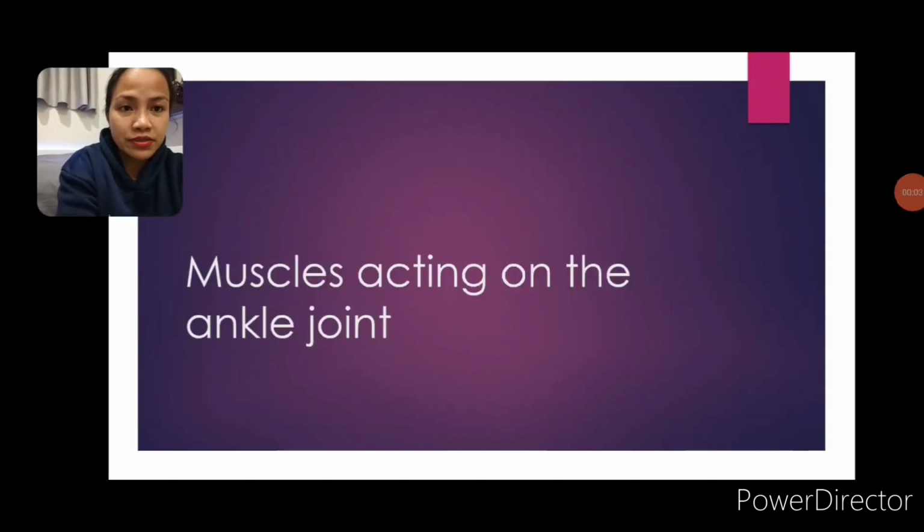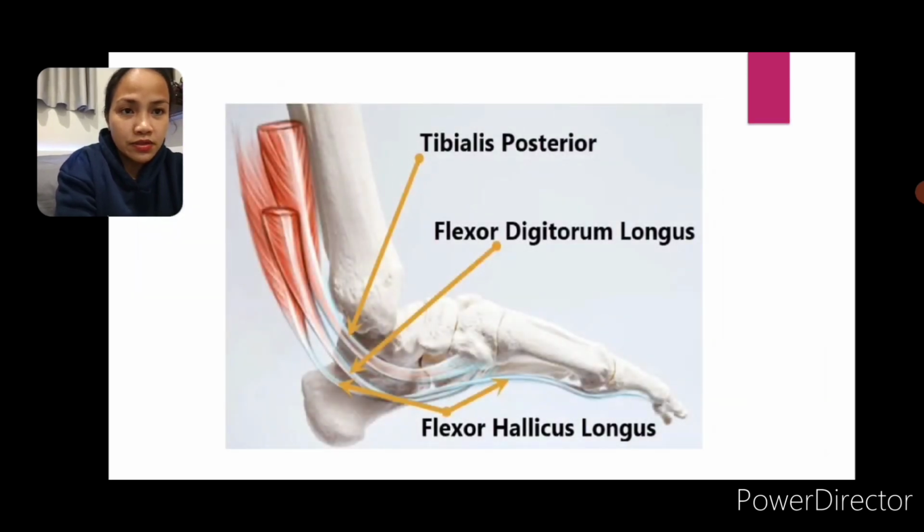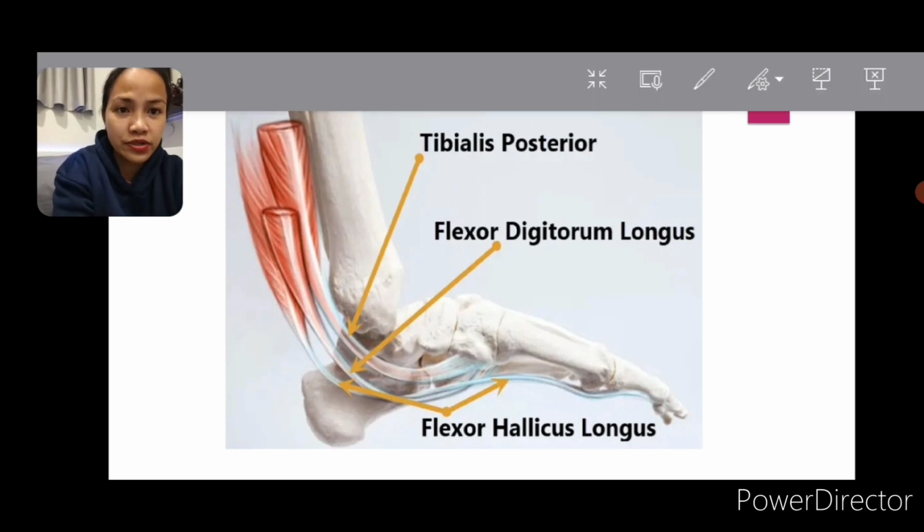Now let's talk about the muscles acting on the ankle joints. So the tibialis posterior, what it does is inversion at the ankle and plantar flexion. It's this one, the first on the upper part. Next is the flexor digitorum longus. It flexes the digits, also does the inversion at the ankle and plantar flexion. The last thing is flexor hallucis longus. What it does is it flexes the big toe.